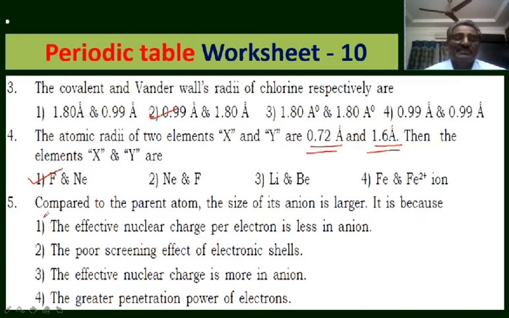Next, fifth question. Compared to the parent atom, the size of its anion is larger. It is because dash.